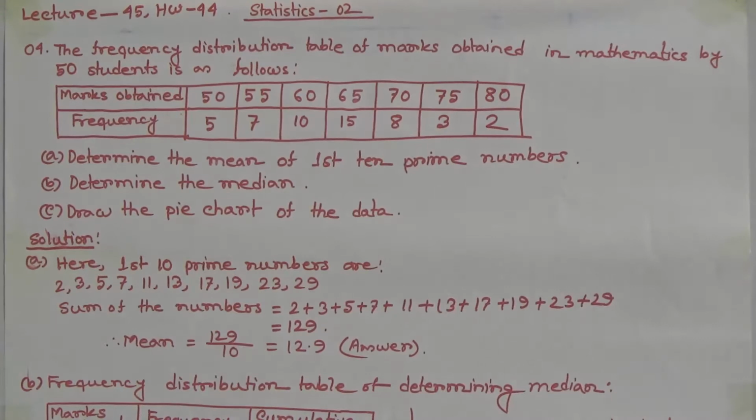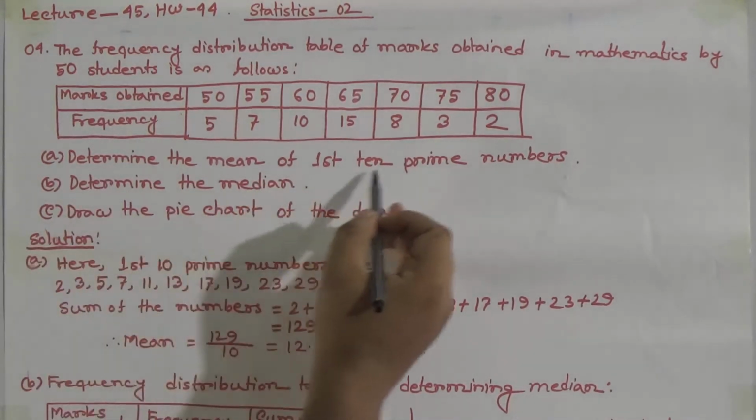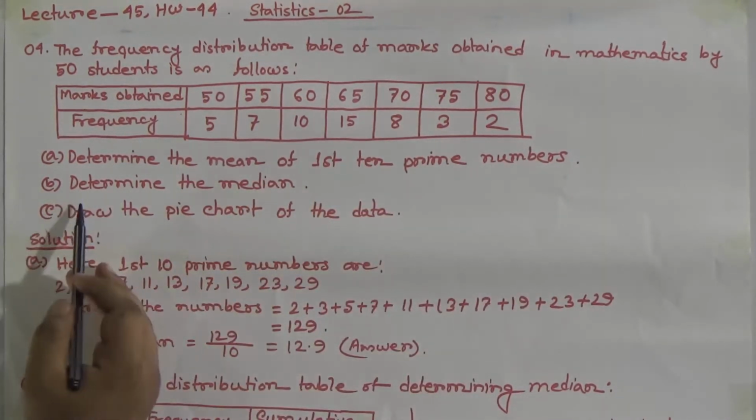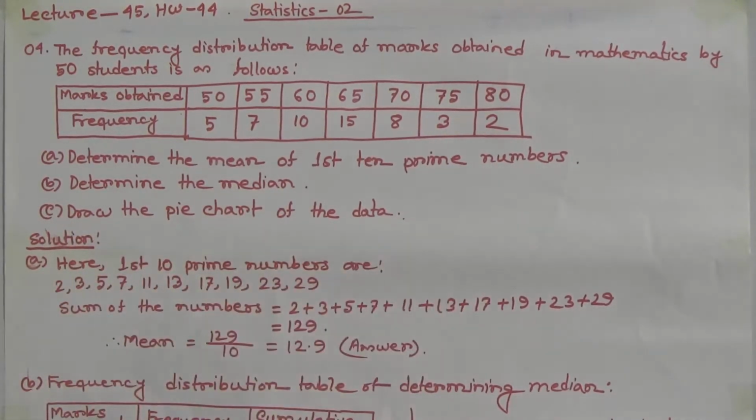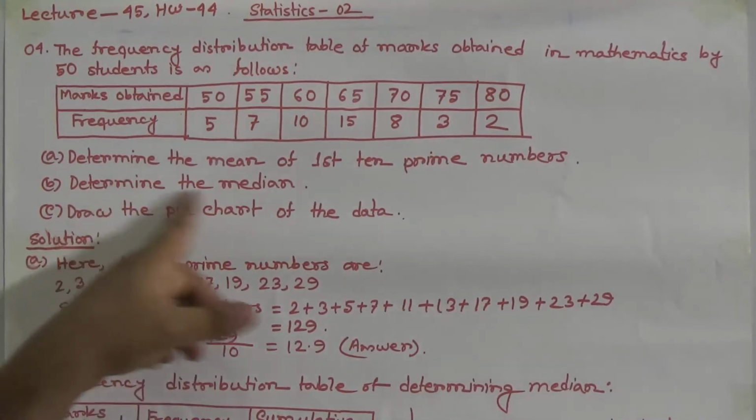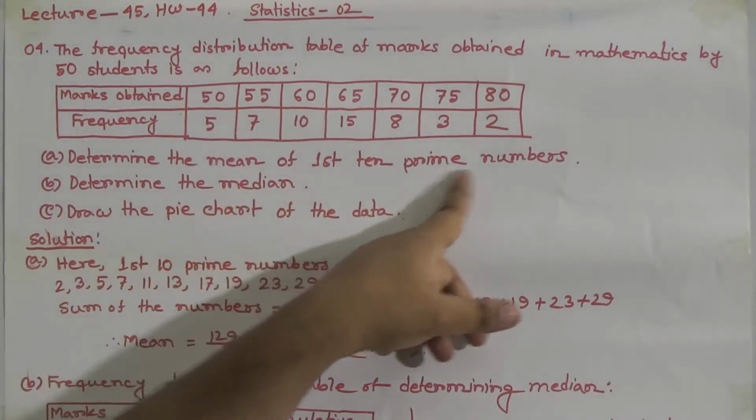Dear students, question number A: Determine the mean of the first 10 prime numbers. Question number B: Determine the median. Question number C: Draw the pie chart of the data. I hope you have understood. Now the first question is to determine the mean of the first 10 prime numbers.